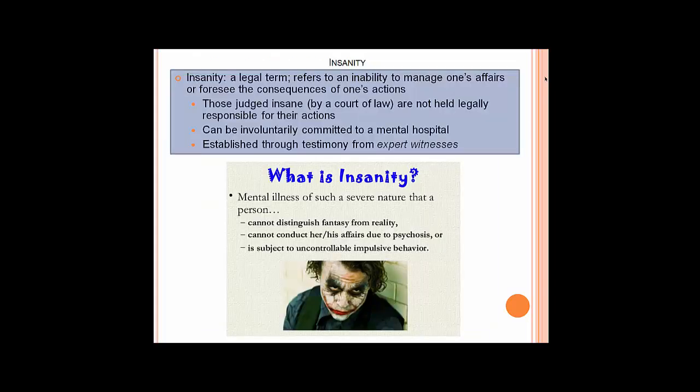Okay, so what is insanity? It's a word that we hear, but we really don't use it a lot. It's a legal term, and it refers to an inability to manage one's affairs or foresee the consequences of one's actions. So those judged insane by a court of law are not held legally responsible for their actions. But they can be involuntarily committed to a mental hospital, and this is established through testimony of expert witnesses.